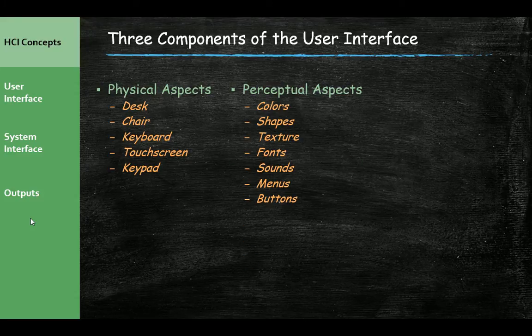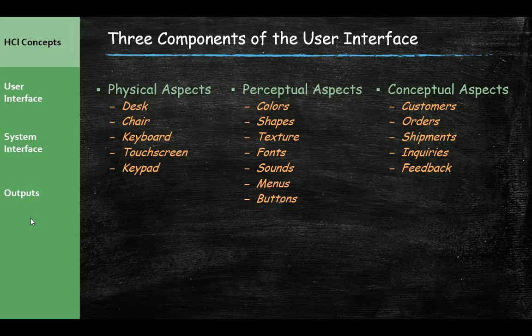We have perceptual aspects, things like colors, shapes, textures, fonts, sounds, menus, and buttons. And then finally, conceptual aspects, which are things like our customers, order shipments, feedback, all the things that are conceptual that we have to understand for our user interface and that we have to convey to the user.